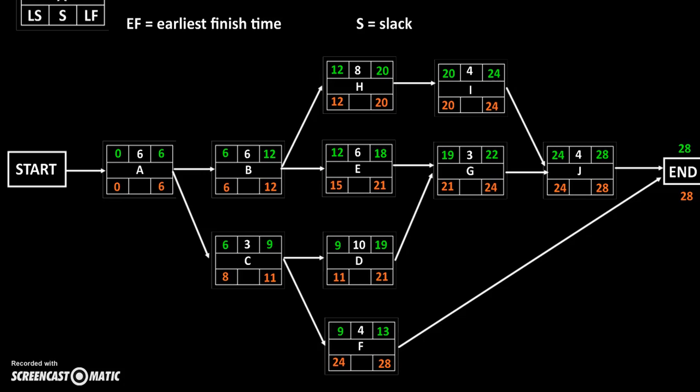So we are almost done filling in our empty spaces. We only have one more left, and that is this S, and we said S stands for slack. Slack is the difference between the late start and the early start, or the late finish and the early finish. So this minus this, or this minus this. No matter which one you do, you're always going to get the same result. It's always the bottom minus the top.